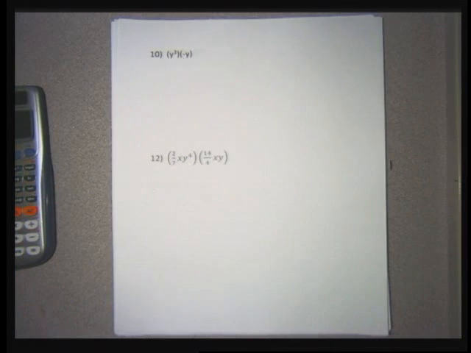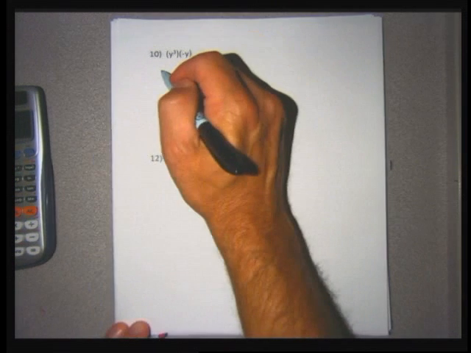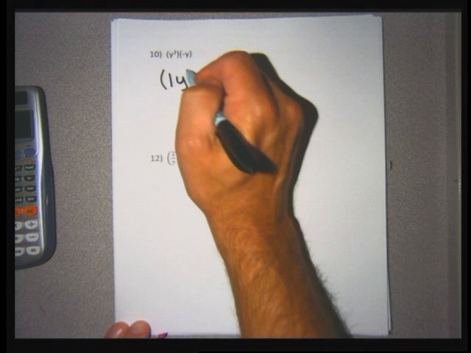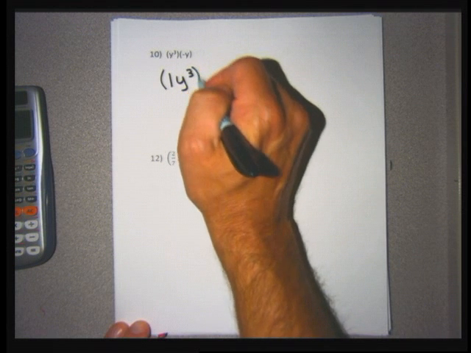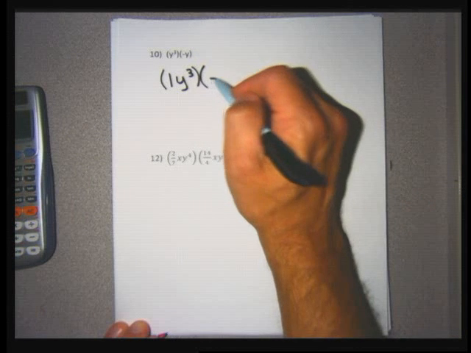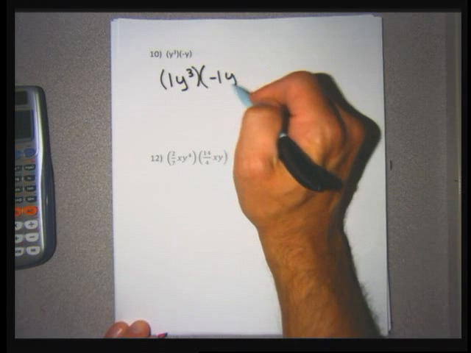Number 10 is a little bit tricky. I'm going to write it emphasizing that each of the y's, when they don't have a number written in front of them, there's an implied 1. The first y really has a positive 1 because it doesn't have a negative sign. The second y really has a negative 1.